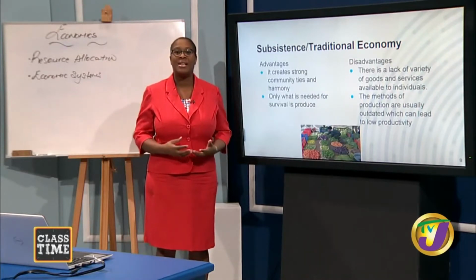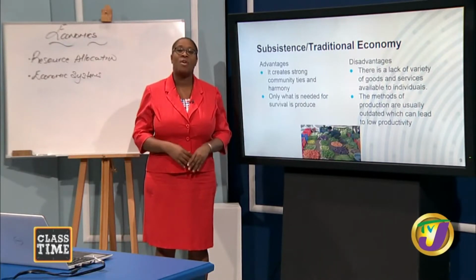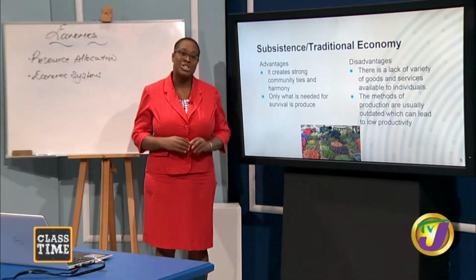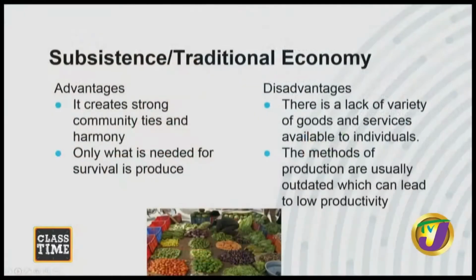So what are some of the advantages and disadvantages of this subsistent or traditional economic system? The first advantage is that it creates strong community ties and harmony. So you'll find that persons who are more neighborly, they live good because you want to be able to have that relationship where you can exchange your produce with your neighbors, all right? And what you also find is that only what is needed for survival is produced. Good? So whatever persons need, they utilize it. So you find that there was little wastage taking place.